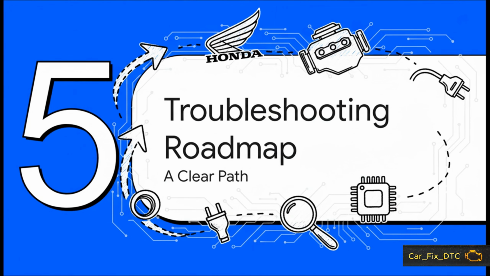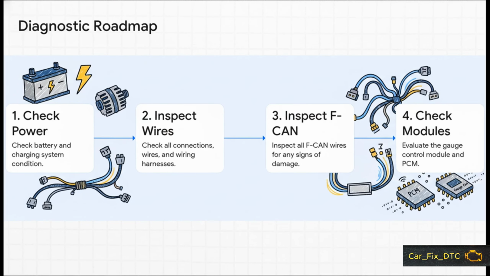All right, that was a lot to take in. Let's pull all of this together now into a clear, actionable roadmap that you can actually follow. Here is your 4-step diagnostic funnel. 1. Start with power. 2. Inspect the general connections. 3. Zoom in and examine the specific FCAN network wires. And 4. Only after you've ruled all that out do you move on to testing the computers. Just remember the rule: simple to complex, always.